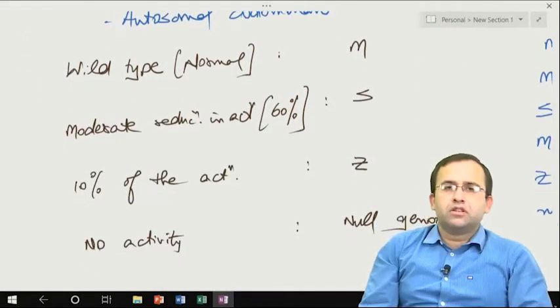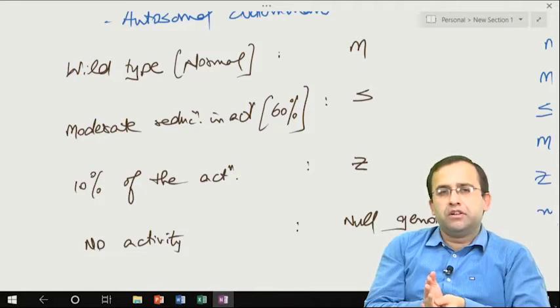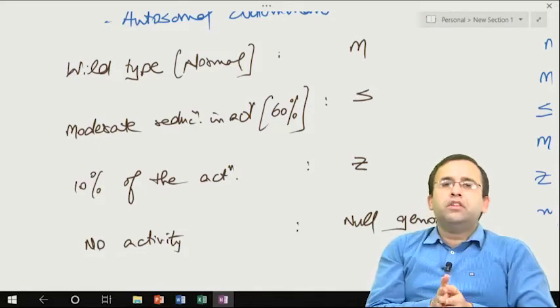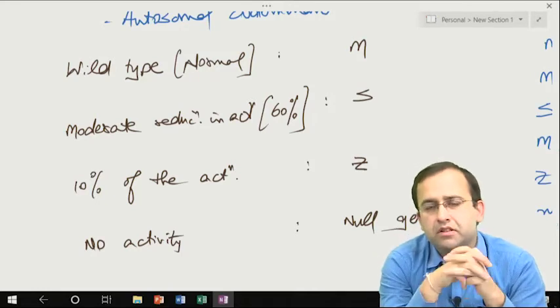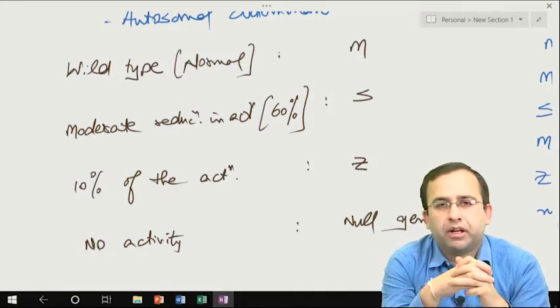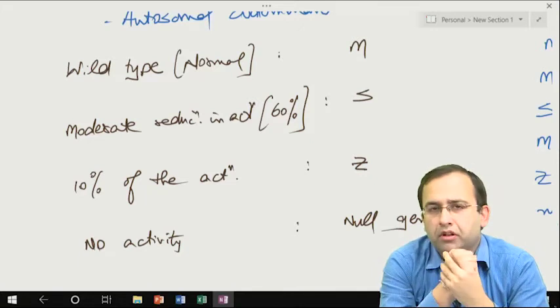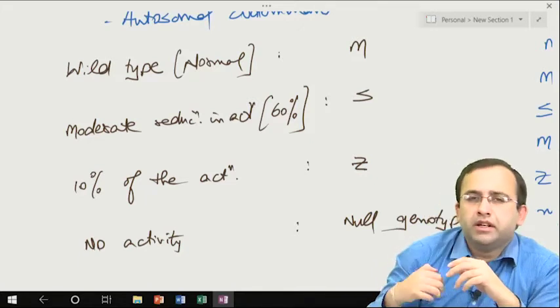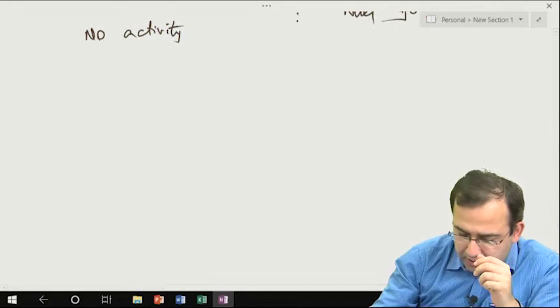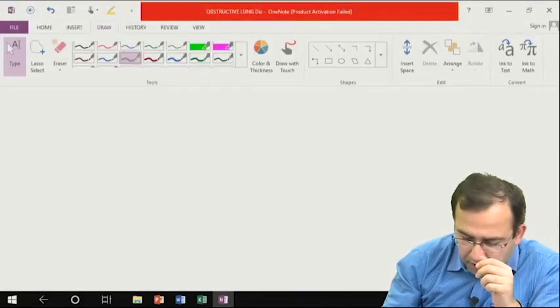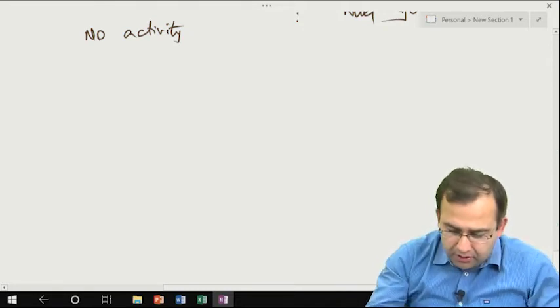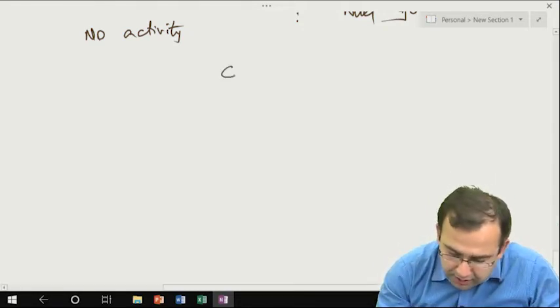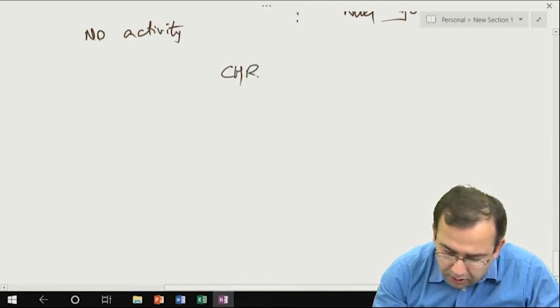This finishes alpha 1 antitrypsin deficiency. This finishes your first main obstructive lung disease, that is emphysema. This was your main topic. Others are much smaller. This gets us to our next obstructive lung disease, that is chronic bronchitis.